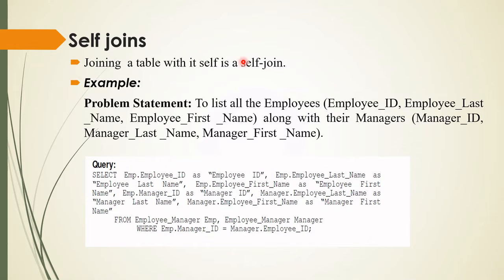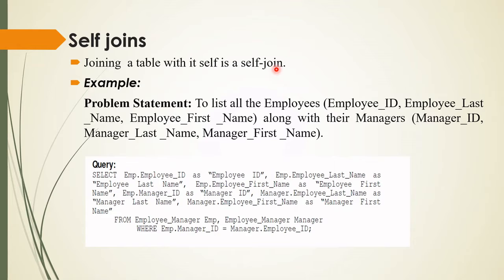In self join, joining a table with itself is a self join. We join a table to itself when a record in a table is related to another record in the same table. So when a table is joined with itself, it is known as a self join. Now we will see an example of employee and manager. Employees are in an employee table and have managers. Managers are also employees, and managers also have managers. So how is it defined?